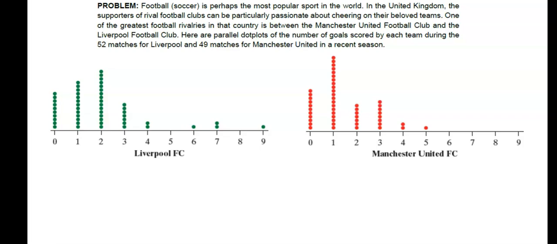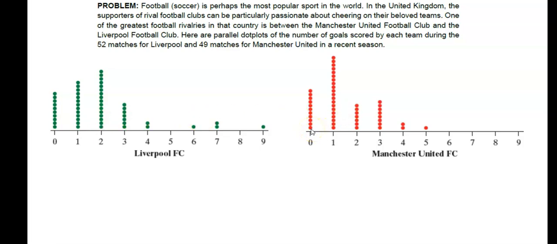Liverpool has a peak at about 2 goals, and Manchester United has a single peak at 1. So for the median, you would count the number of terms. We know there are 52, so you'd count to the 26th and 27th term. So 1, 2, 3, 4, 5, 6, 7, 8, 9, 10. I think in that first one it says 10, 11, 12, 13, so that's 23. We want to get to 26 and 27. So 2 is the median for Liverpool.